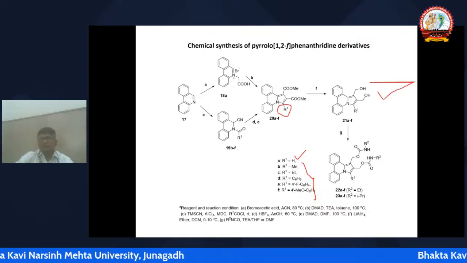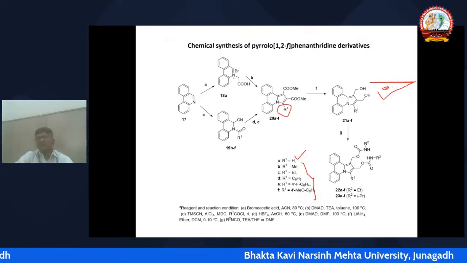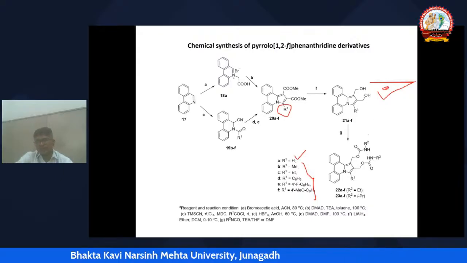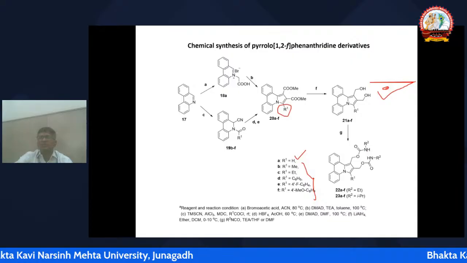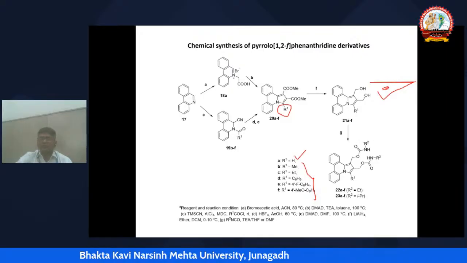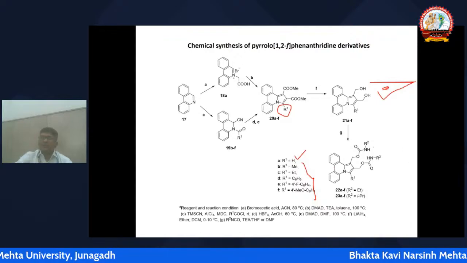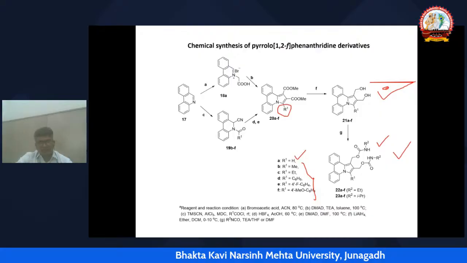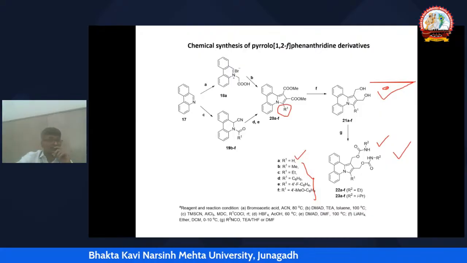Now earlier we have seen that this diol gives good promising activity, but we have also seen that carbamates also give similar types of biological activity. So we have taken ethyl isocyanate as well as isopropyl isocyanate, and we prepared another 6 molecules, the carbamates of ethyl as well as isopropyl derivatives. So this is the class 1 scheme.